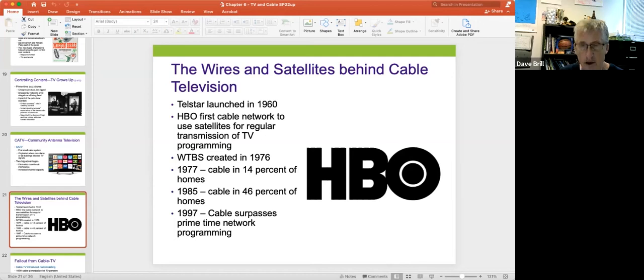Advances in satellite technology in the 1970s dramatically changed the fortunes of cable by creating a reliable system for the distribution of programming to cable companies across the nation. The first cable network to use satellites for regular transmission of TV programming was HBO. That was back in 1972, by the way. And eventually HBO started off with movies. Then it started delivering uncut, commercial-free movies and exclusive live coverage of major boxing matches, and people paid for it.